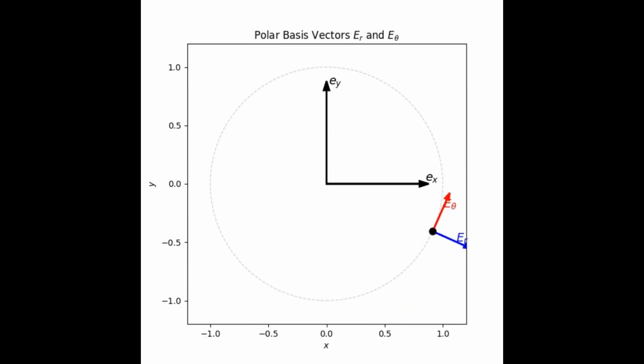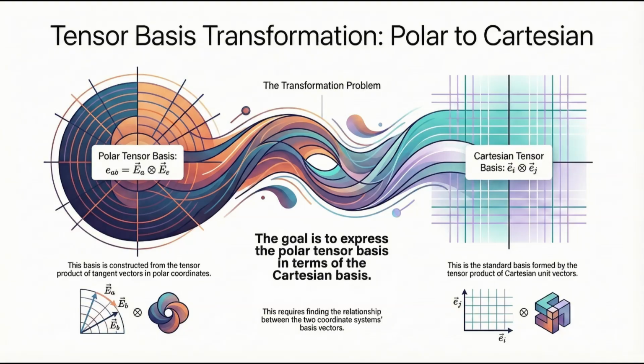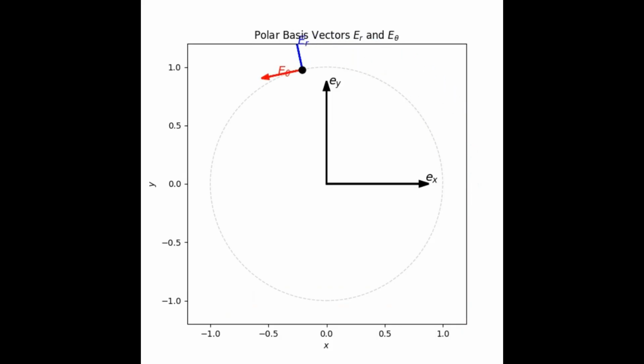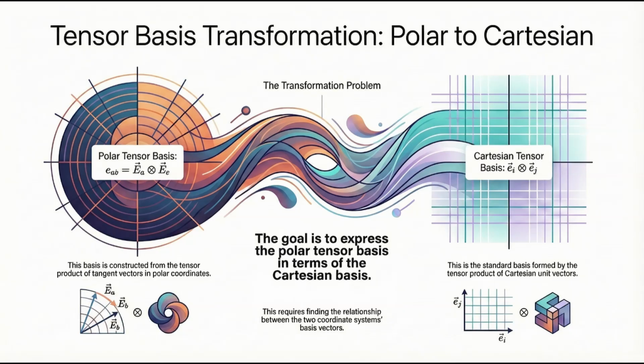Second, since our physical vectors are moving, we need a mathematical tool that can keep up. So we build what's called a tensor basis. We create it using a special operation called the outer product of the vectors, which gives us the exact algebraic structure to describe that rotation.